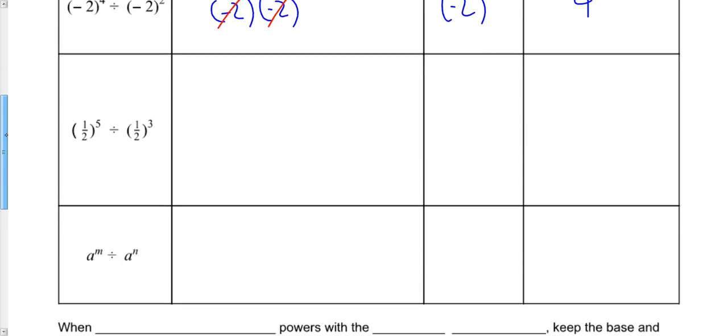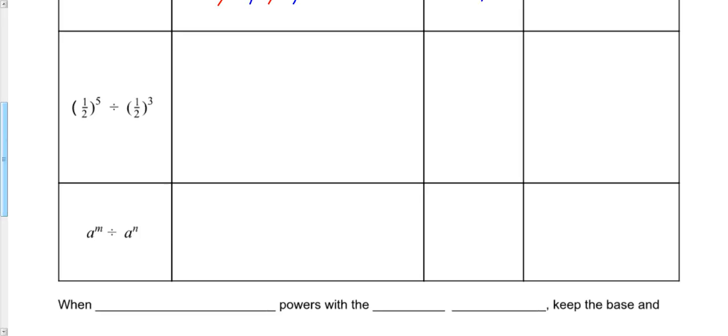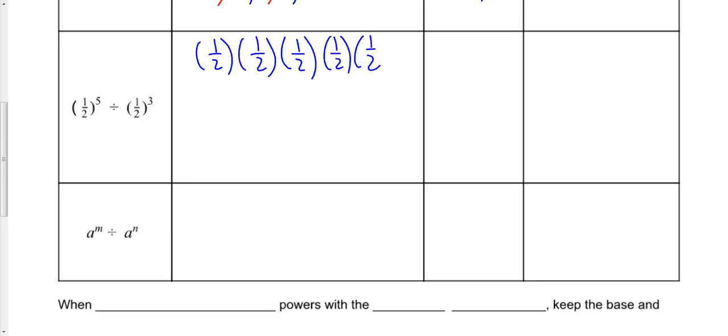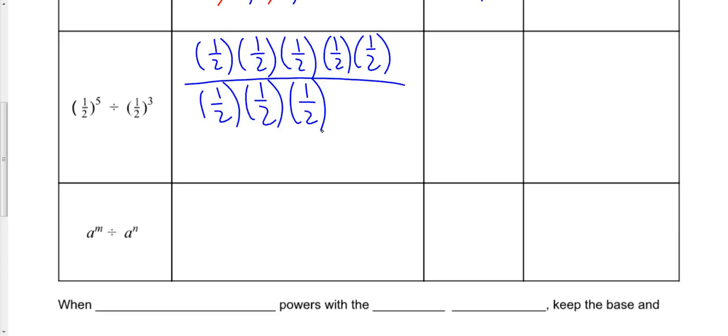Okay. And then what we have over here, now we've got a fraction, and so I'm going to write this fraction out the same way I've done it before. So I'm going to write 1 half times 1 half times 1 half times 1 half times 1 half. I should have 5, so 1, 2, 3, 4, 5. I do. Okay, and that's being divided by 1 half to the exponent 3. So 1 half times 1 half times 1 half.